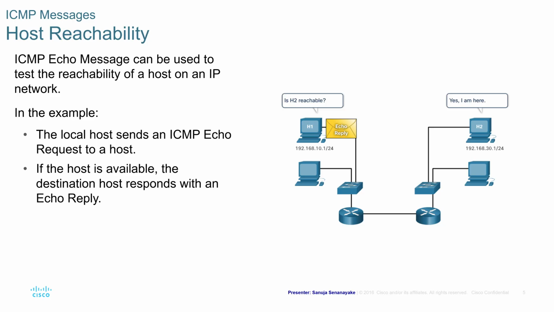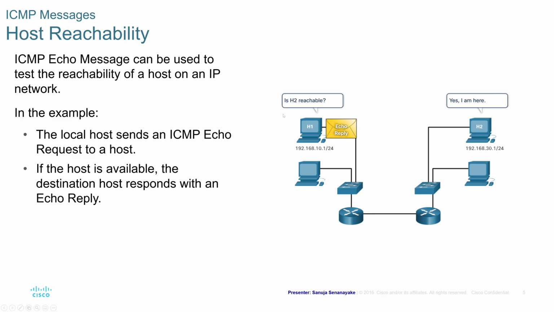Host reachability. ICMP echo messages can be used to test the reachability of a host on an IP network. I would say in most situations, that's what the ping messages are used for by most network administrators and developers, just to test that you can reach a device on the network. In the example here, the local host sent an ICMP echo request to a host. If the host is available, the destination host responds with an echo reply.